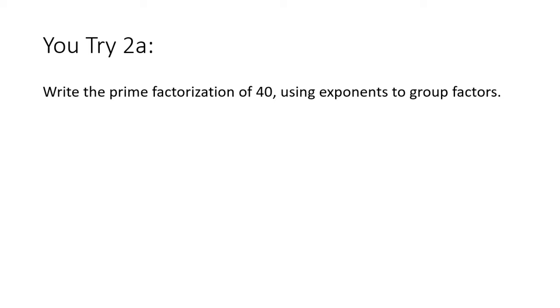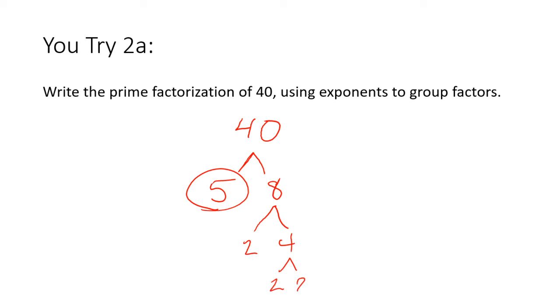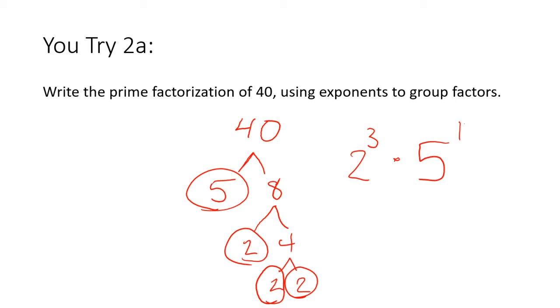Now that you've done that, let's do it together. So 40, the only one I remember is 5 times 8. 5 is a prime number, so I'm going to circle it and I'm done. 8 is 2 times 4, which is 2 times 2. The cool thing about these is even if you choose different numbers to multiply by, we should get the same prime factorization at the end. I have 3 2's and I have 1 5. We just sort of assume that there's a hidden 1 up there. So I'm not going to leave it when I write my answer, but it's 2 to the third times 5. Go ahead and pause the video and try this one on your own.